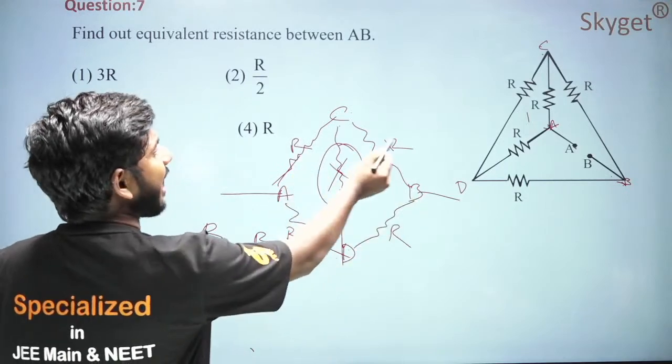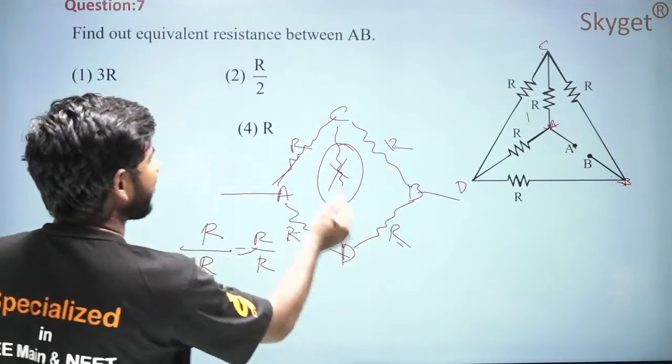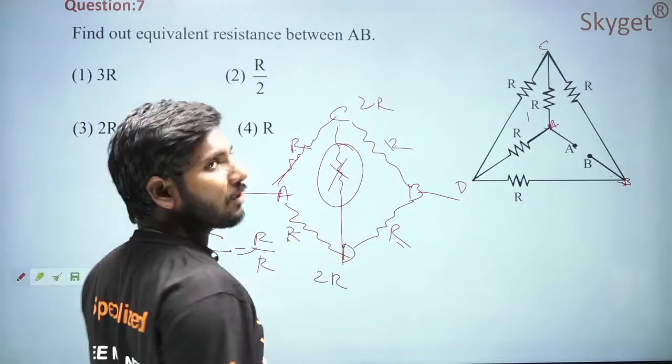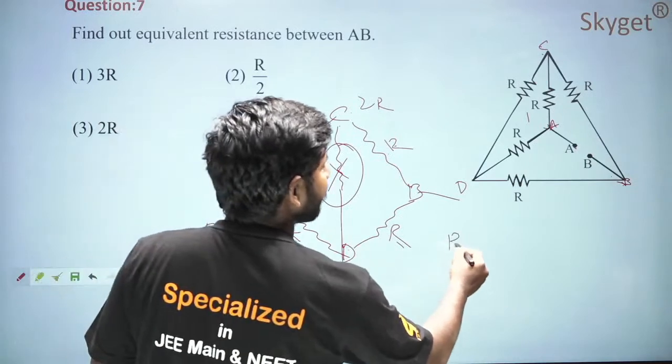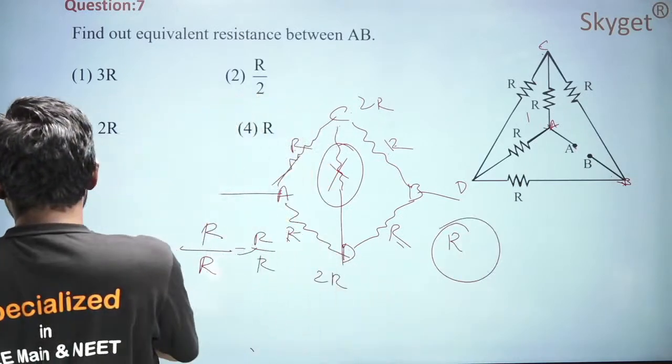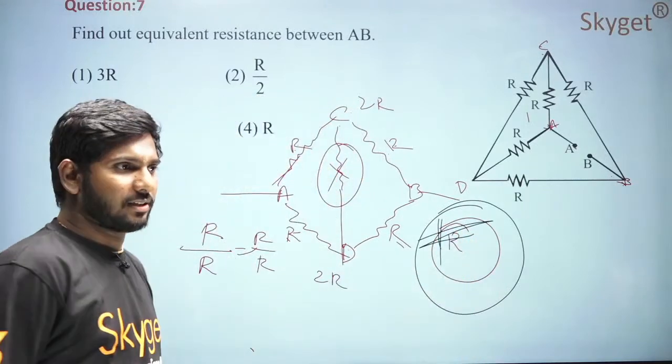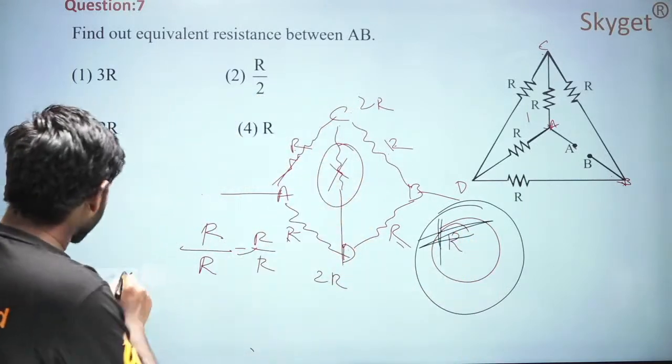So this R and R are in series, this R and R are in series. Series means this will become 2R, this will become 2R. So 2R in parallel, the effective resistance will be R. This is another quality and very standard question. So let us go ahead, students.